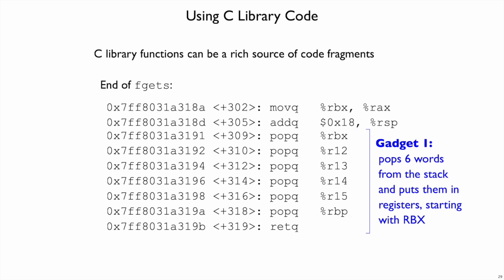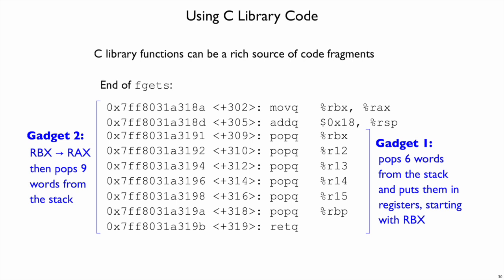But if we back up a little bit in fgets, we can see the few instructions before that include moving RBX into RAX. That is useful because if we can get the right value into RBX, we can get it moved over into RAX. So gadget number 2 here moves RBX to RAX, and then it does some other stuff that ends up popping 9 things off the stack: the 6 that come after that we called gadget 1 anyway, but also 3 more due to this add. Now we have 2 gadgets that do something useful. We can get something off the stack into RBX, and then get RBX into RAX. We mangle a bunch of other registers, but if we don't care about those registers, then this can be just right.